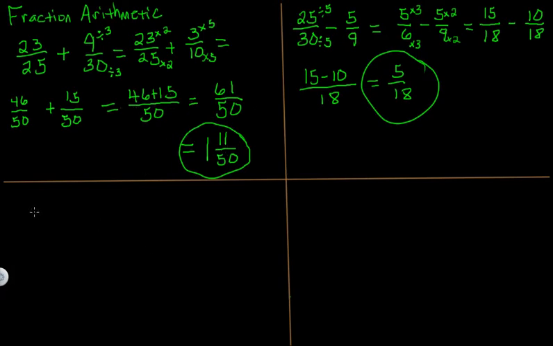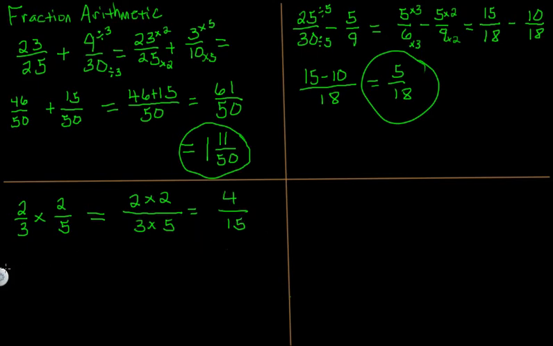All right, what about multiplication? So let's say we have 2/3 times, let's say, 2/5. The beautiful thing about multiplication is you don't have to find common denominators. With multiplication, all you do is multiply across. So this is going to be multiply numerator times numerator, and then multiply denominator times denominator. So 2 times 2 is 4. 3 times 5 is 15. And that's it. That's all you have to do.